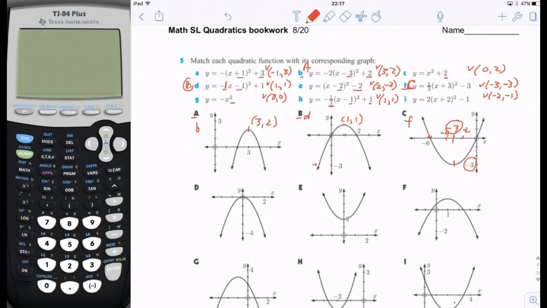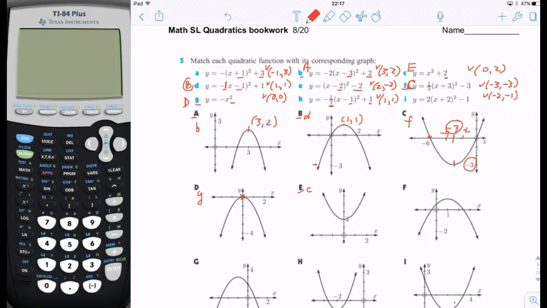Let's look at D. This one has a vertex at the origin, so it could be G, or it has to be G, right? That's the only one that has a vertex at the origin. So this one is G, and this one's capital D. What about this one? The vertex is at 0, 2. So that would be C, right? C is the only one that has a vertex at 0, 2. So we're going to put small c there.